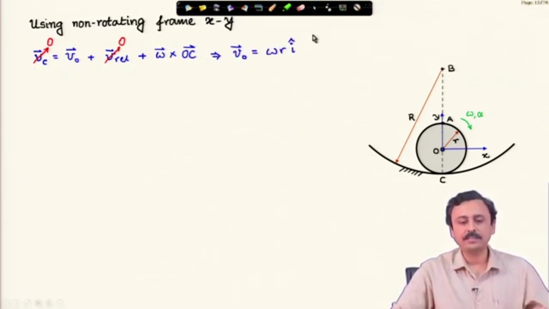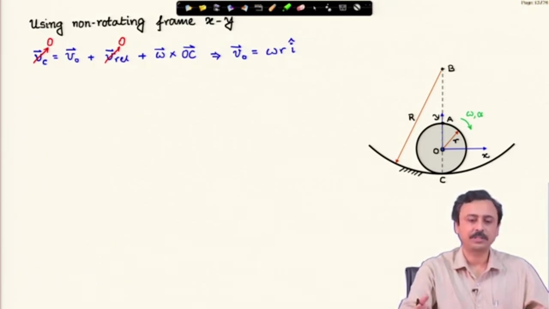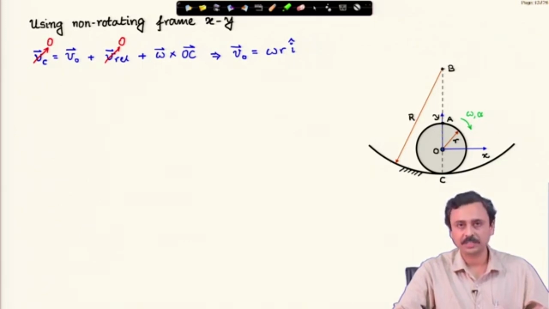Now, that implies V_O. Because V_C is 0, I can very easily take this to the other side, omega cross OC, and finally find out the velocity of O, the center of the wheel, is still omega r i cap.